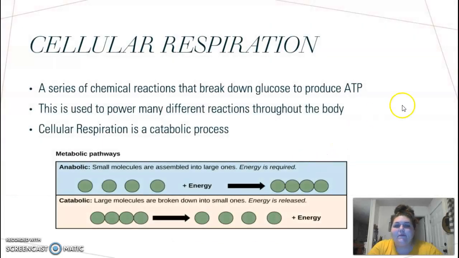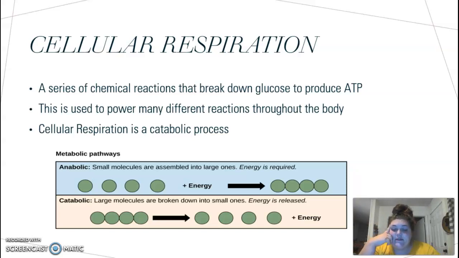There it goes. Alright. So the first thing that I was going to talk about was what cellular respiration is. It is a series of chemical reactions that break down glucose and produce something called ATP. It's used for many different reactions throughout the body, many different reactions throughout your environment. I use the example in the human body, but also as we're talking about photosynthesis in plants as well.